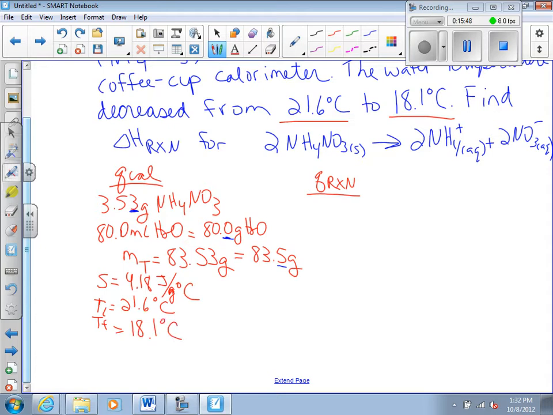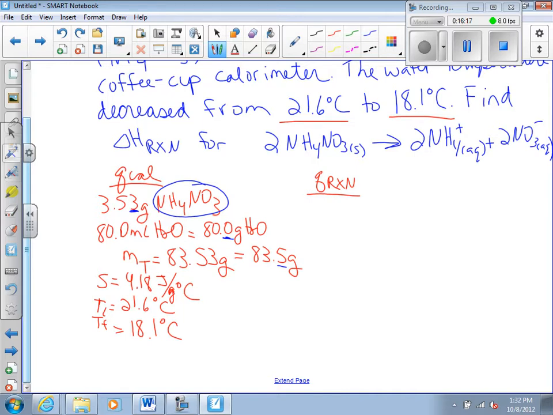Let's just think about this for a minute. Should our final answer be positive or negative? We put this ammonium nitrate into water. The temperature of the water goes down. So does the water get colder or hotter? Hopefully you realize the water got colder. Now if the water's getting colder, is the water taking in or giving off heat?